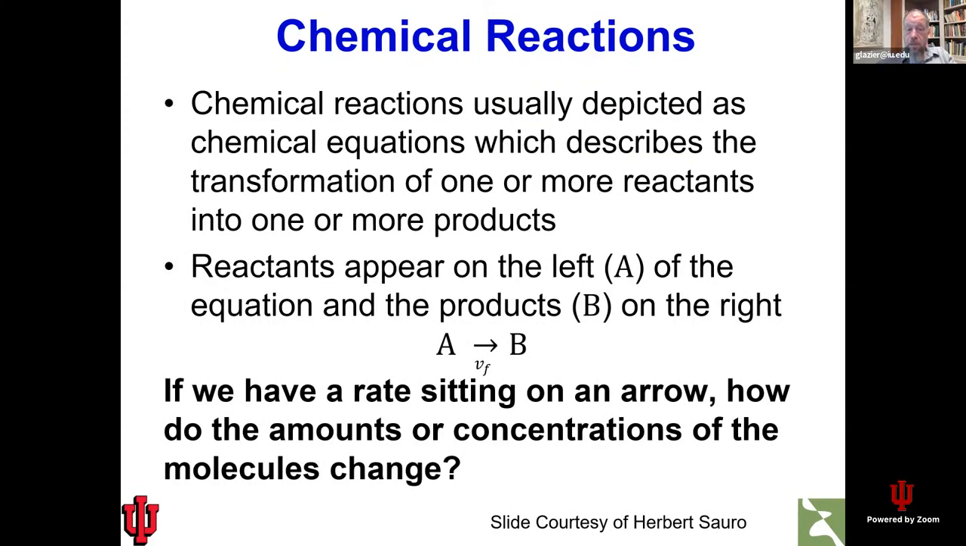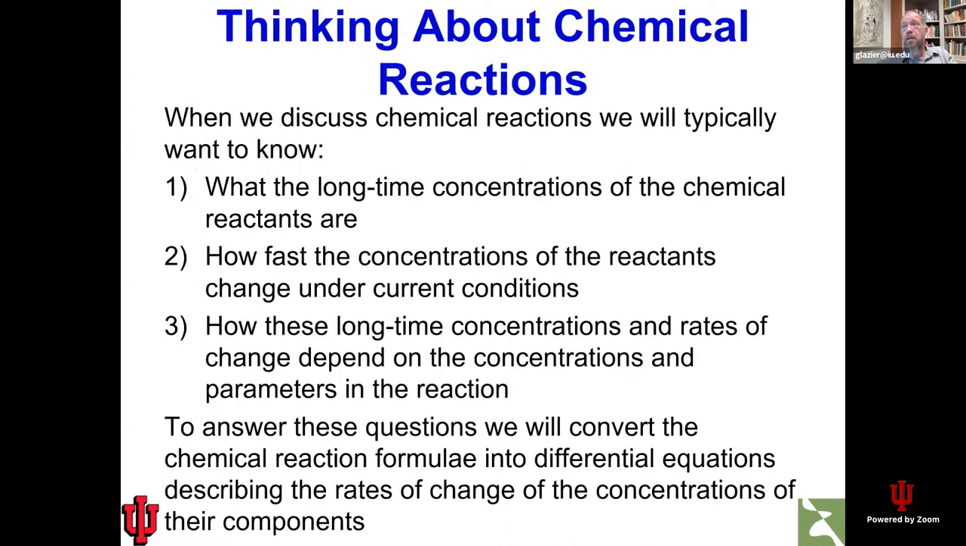So we're coming back to this. We talked about this already last week and the week before. Chemical reactions. We're going to have a concept of a molecular species A that's transformed into molecular species B. And there's going to be a rate of transformation V forward. And so that's our basic concept. And when we're talking about chemical reactions, we might want to know what the long-time concentrations of the reactants are, how fast the concentrations change under particular conditions, how the long-time concentrations or rate of change depend on the concentrations and parameters. And that means we have to convert these arrow diagrams, these chemical reaction diagrams, into mathematics so that we can analyze and answer those questions.